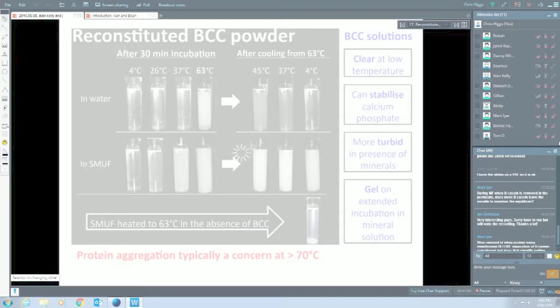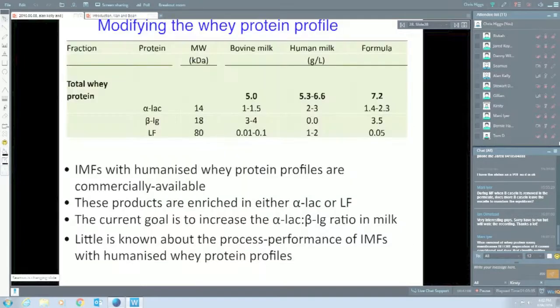Okay, just to wrap up then, and to come back and mention one of the things we flagged at the outset: while we have spent quite a bit of time talking about beta-casein, we've also been doing quite a bit of work on modifying the whey protein profile of infant nutrition products. The target here is to understand what happens during processing when the alpha-lac to beta-lac ratio is increased, because the overall objective is to deplete beta-lac and enhance the levels of alpha-lac and lactoferrin if possible also.